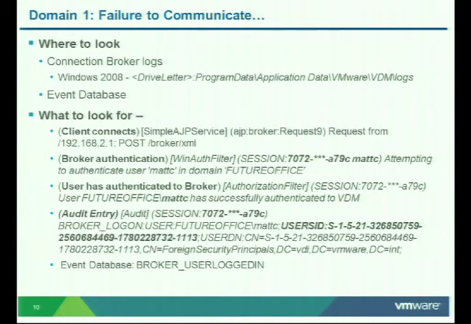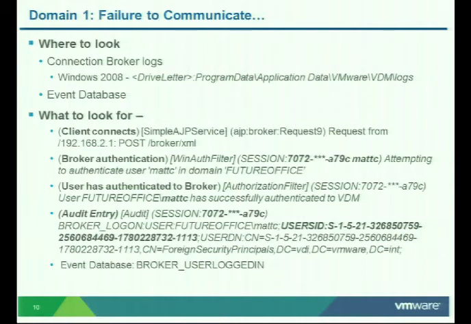So the next thing here, broker authentication. You can see that user, Matt C, that's me, has a unique session ID. And now we just write up the first 4 digits and the last 4 alphanumerics there. So that's the unique session ID, and that will identify my session throughout the logs. And it's showing you here that I'm trying to authenticate to the domain future office.